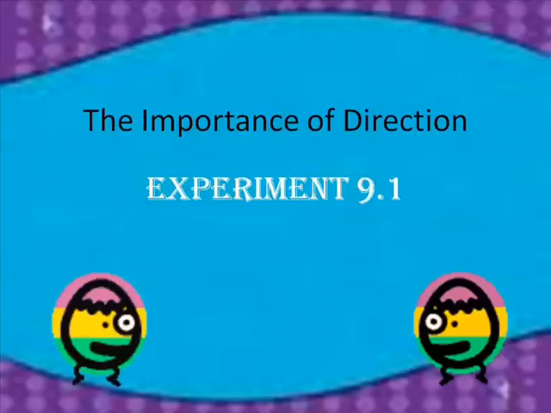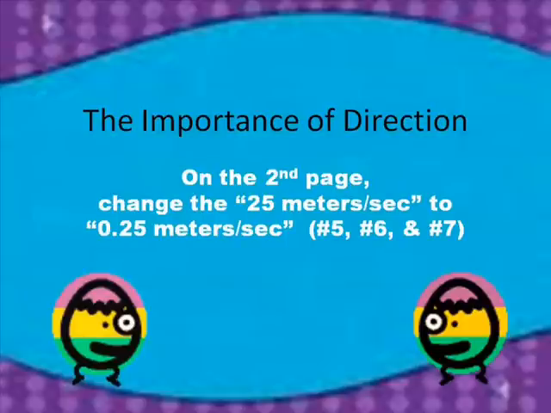Now, to just continue to impress upon you the importance of direction, we get to do the fun experiment 9.1. First off, I need to let you know that on the second page of this lab experiment, I made an error, a mistake, and so on number 5, 6, and 7 on the second page of this lab report, change the 25 meters per second to 0.25 meters per second.